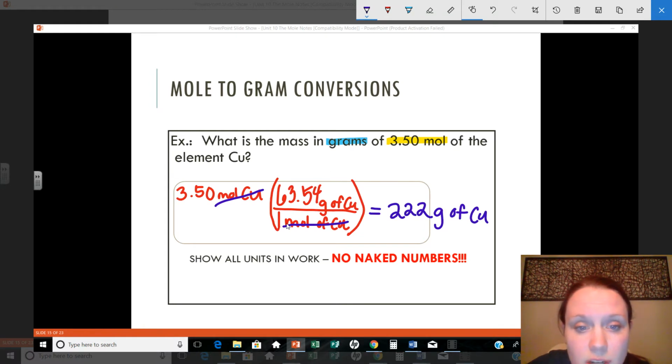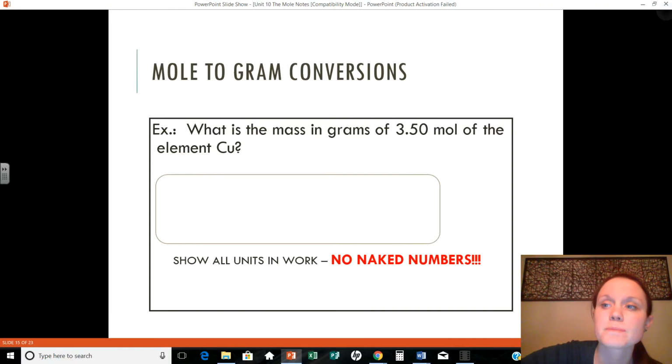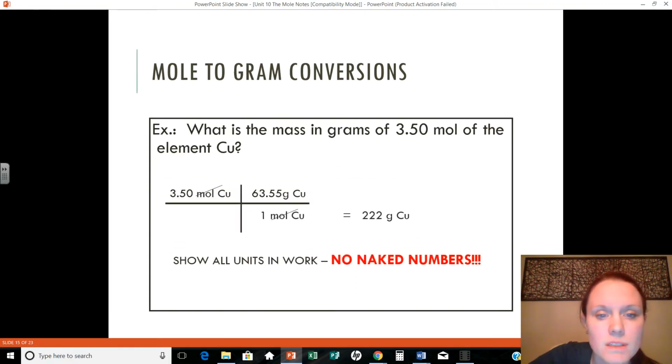In all of our calculations here, our initial number has 3 significant figures, so our answer is also going to have 3 significant figures. So 3.5 moles of copper has a mass of 222 grams. Let's see if we're right. Ding, ding, ding. All right, a couple things to note here.